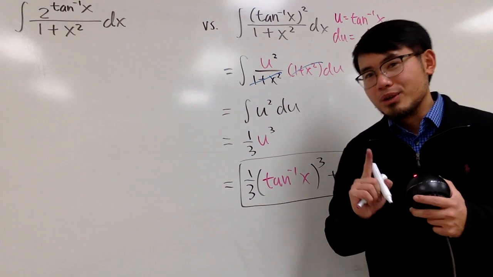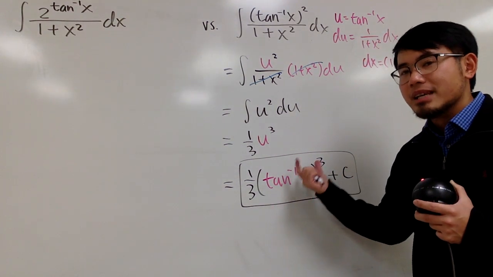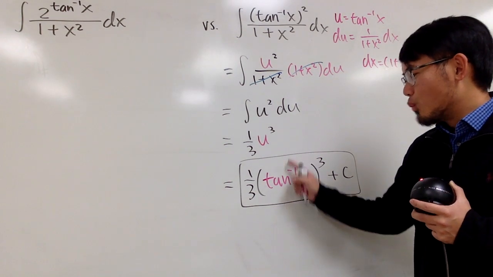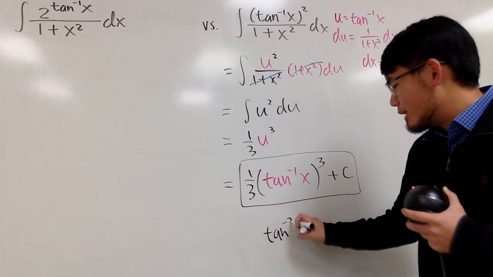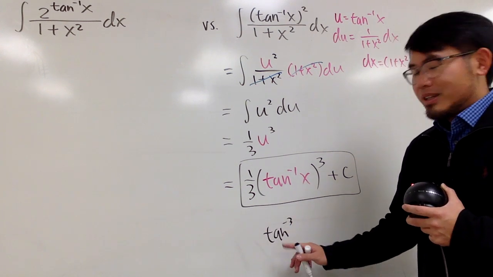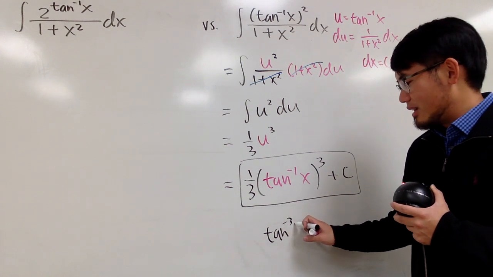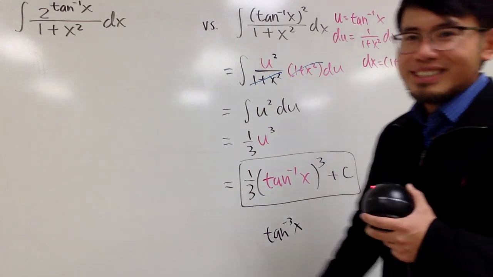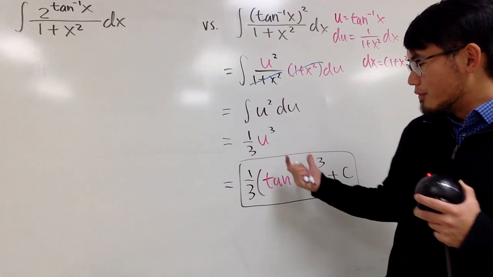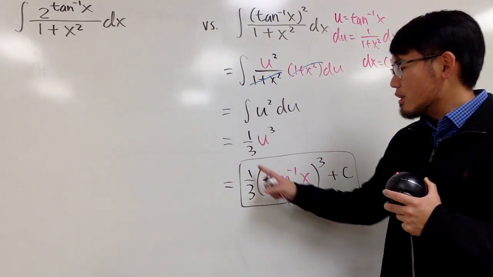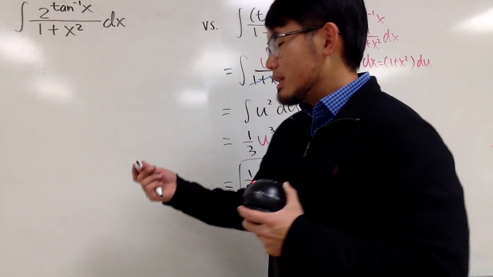Right, so this is what I want to tell you guys. First, do not multiply this and that, because this right here represents the inverse tangent. This does not mean 1 over tangent x. So please do not write, don't ever write, tangent to a negative 3 power like this in x. No, just don't. In this situation, just write it down with the parentheses, inverse tangent of x inside, raised to the third power, and then of course we have the 1/3 in front, and then of course we have the plus c.